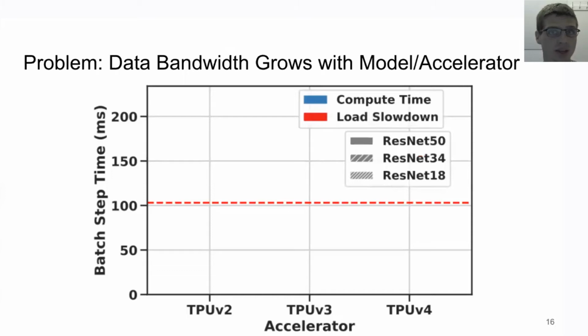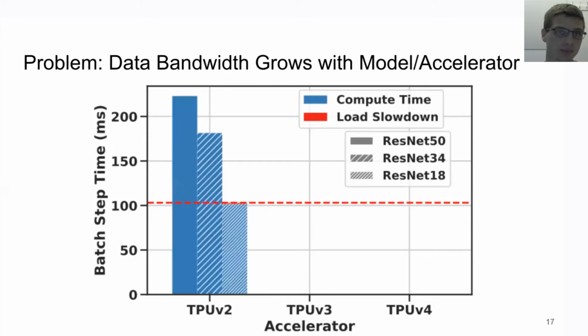From there, we will use 3 depths of models, ranging from ResNet 50, the most complex, to ResNet 18, to see how the combination of accelerator and model affects the total time to train over a batch. In blue, we have the compute time, which is the time necessary to compute over one batch. And in red, we have the load time, which is the slowdown incurred due to being bottlenecked by 1 gigabit per second of storage bandwidth. We can see that the TPU v2 takes over 200 milliseconds to compute a batch with ResNet 50, while ResNet 18 takes just around 100 milliseconds. None of these are slowed down by the storage bandwidth.